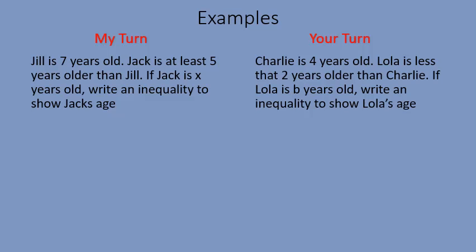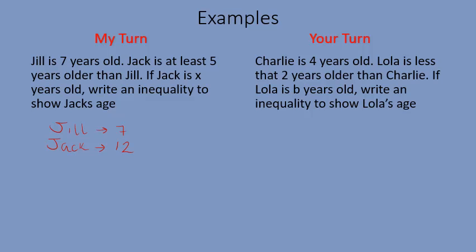So Jill is 7 years old. Jack is at least 5 years older than Jill. If Jack is X years old, write an inequality to show Jack's age. So Jill is 7. Jack is at least 5 years older than Jill. So if he was 5 years older, he'd be 7, 8, 9, 10, 11, 12 years old.